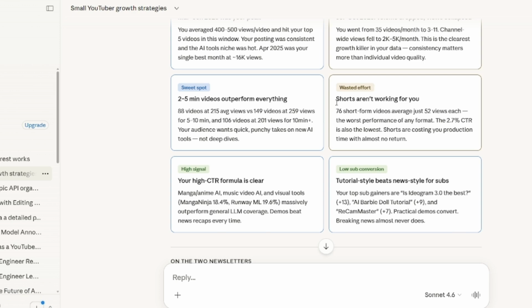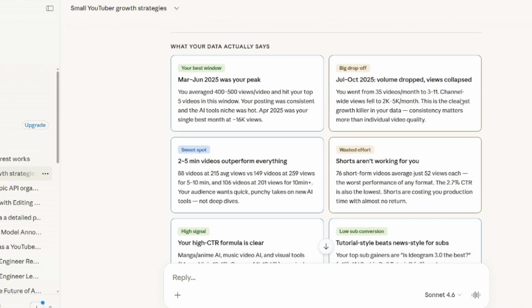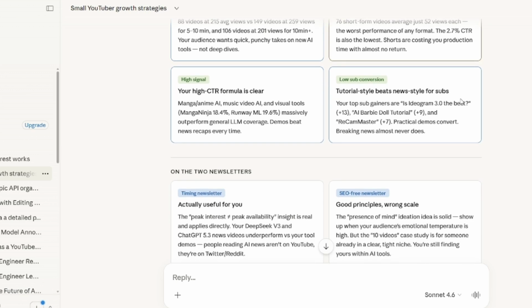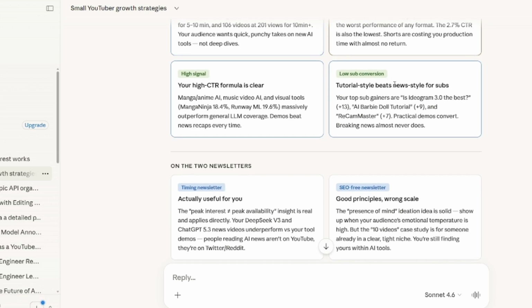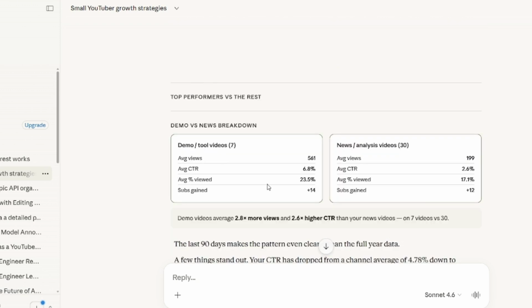Even though people do come to me to see news, I made an insight that they're only coming to see the news, but they're not subscribing or sticking around for long. They even made a side-by-side comparison with my news content versus my tutorial type of content, and looked at the views, the CTR, the average percentage viewed, and the subs gained. And across the board, the tutorial videos seem to do a lot better.